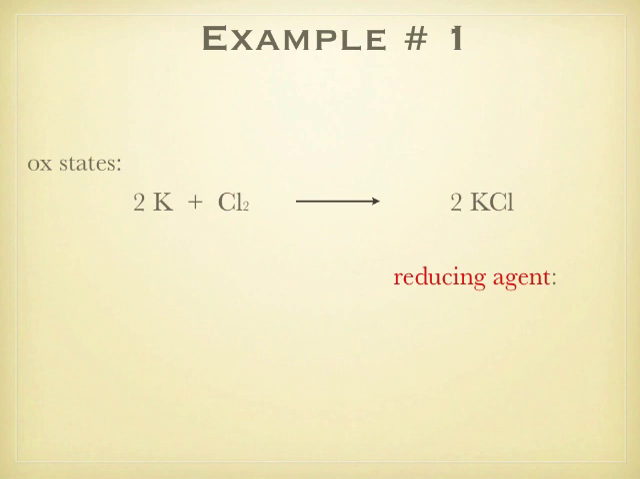So the first thing we need to do is assign oxidation states. Potassium and chlorine are both elements, so they're 0. We're going to go through this assuming you know how to do oxidation states to save some time. This is an ionic compound, KCl, with charges +1 and -1. Those are their oxidation states.